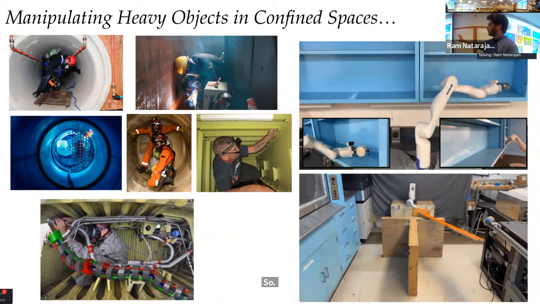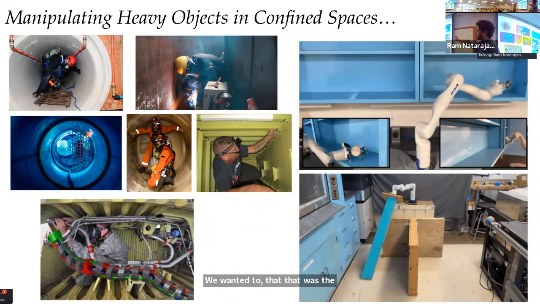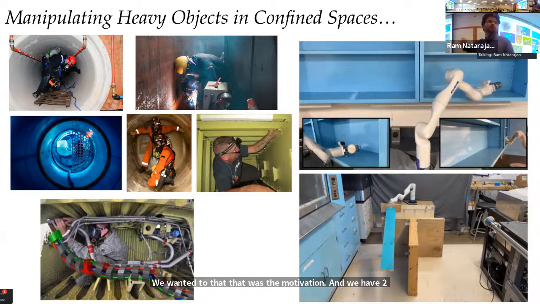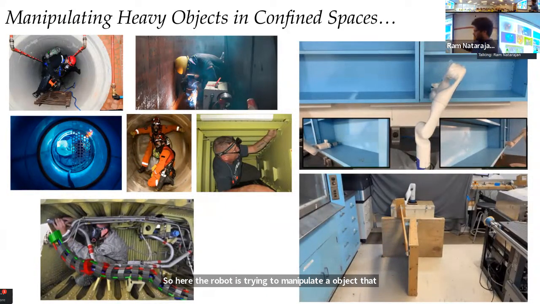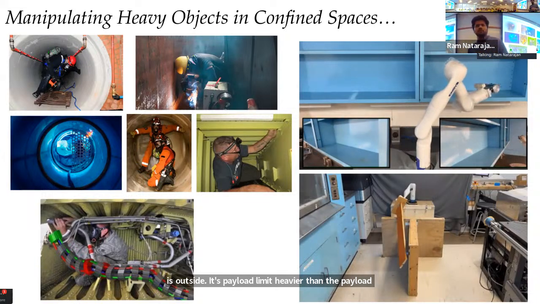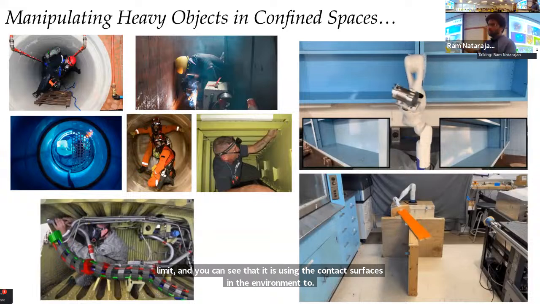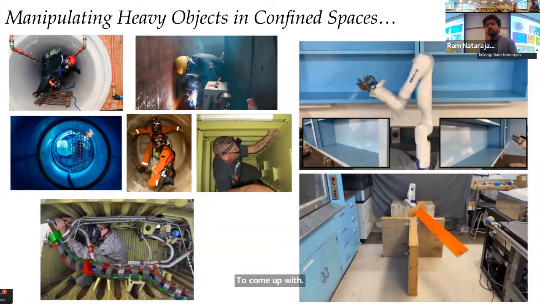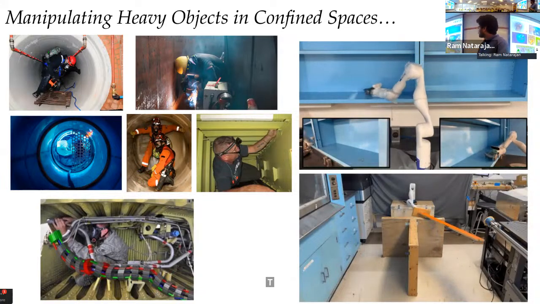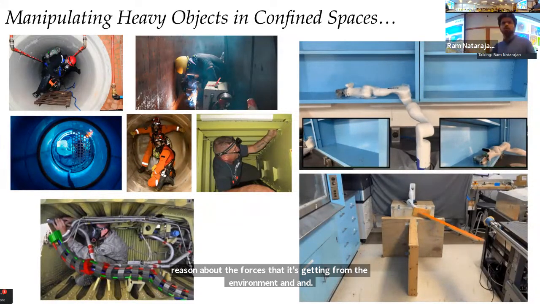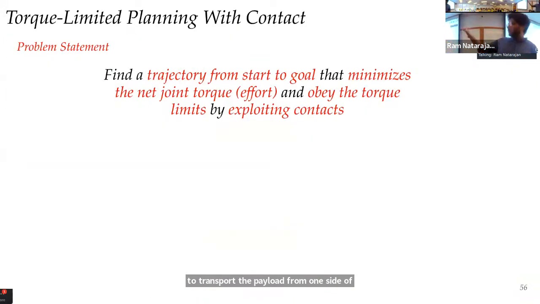And we have two different environments where we deployed our planner. Here, the robot is trying to manipulate an object that is heavier than its payload limit. And you can see that it is using the contact surfaces in the environment to reason about the forces that it's getting from the environment, manipulate the object, and generate those fine motions to transport the payload from one side of the environment to the other. We'll get into details later.